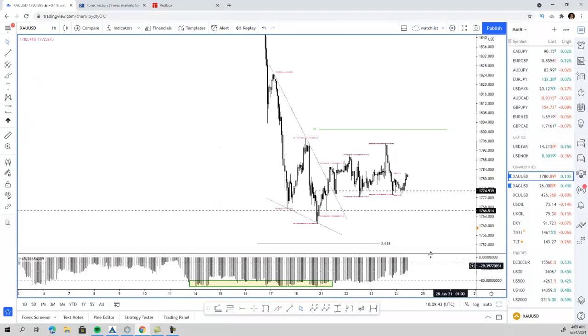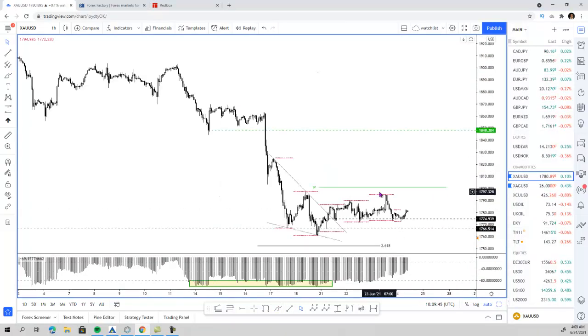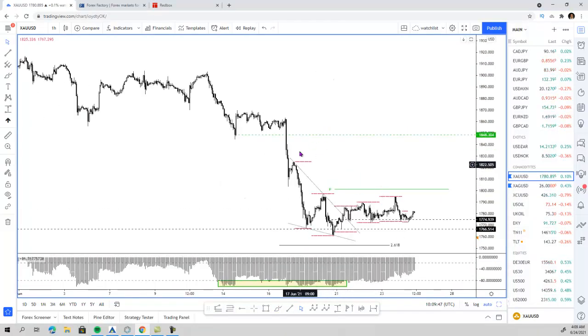On the shorter time frames, let's have a look at the hourly. I was looking at this possible reversal right at the bottom of the bearish move, right at the breakout of this reversal pattern. But as you can see on this chart, this is just a massive level of resistance.